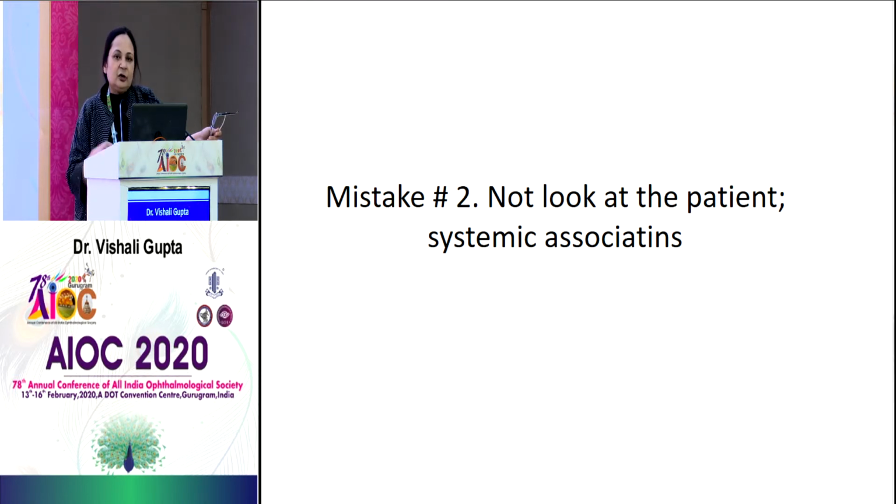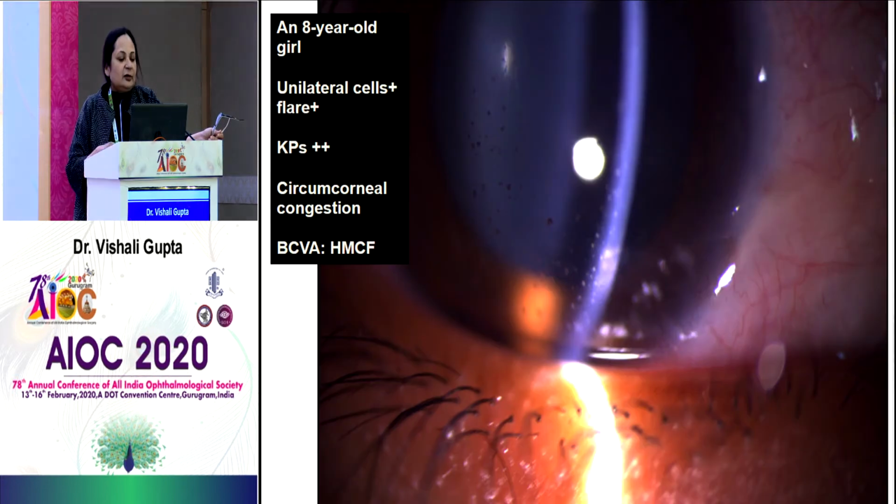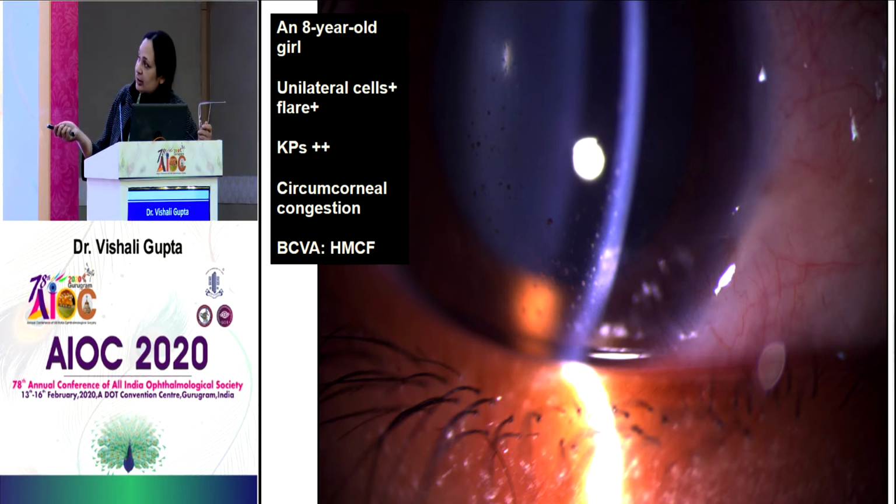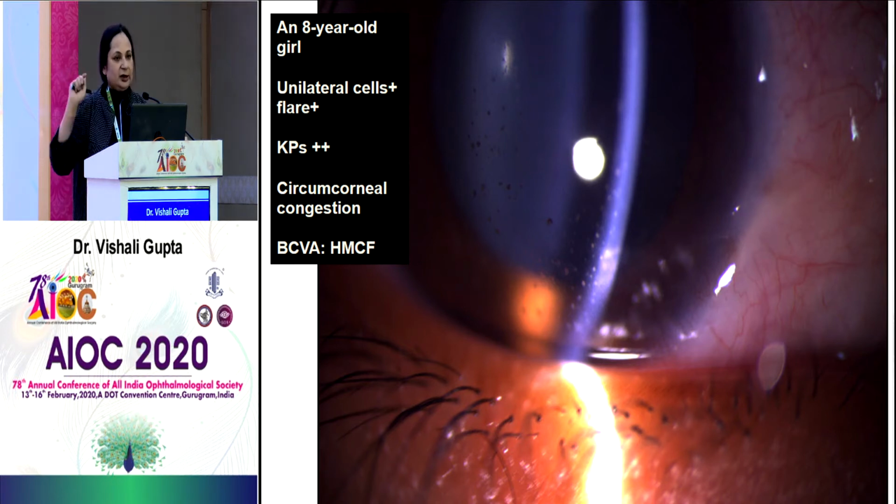Sometimes we even forget that it is a complete patient who has walked up to us, and it's not only the eye. So I will give you an example. This again is an 8-year-old girl who comes with inflammation, and you see the KPs. These KPs look exactly the same as I showed you in the previous case, where I said it was granulomatous anterior uveitis. But I also said always look at the fundus before you name the disease.